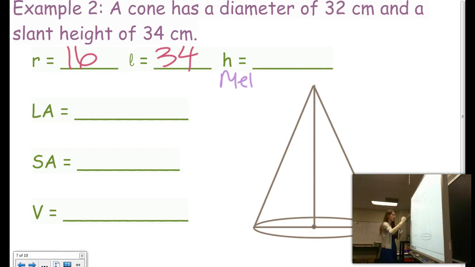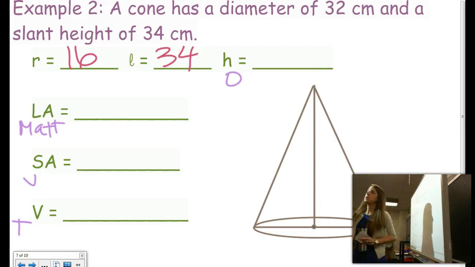Melanie, you have the height. Matt, you have the LA. Jeanette, you have the SA. And Torin, you have the V. Melanie, did I already call you on the last one? Yeah. Okay, I thought so. I didn't know. Omar, you have the height. Sorry about that, Melanie. I just wanted you to go up there again.